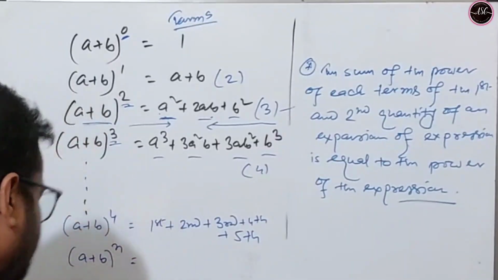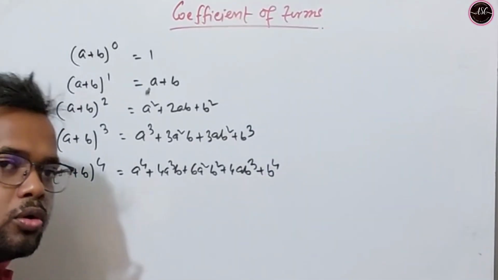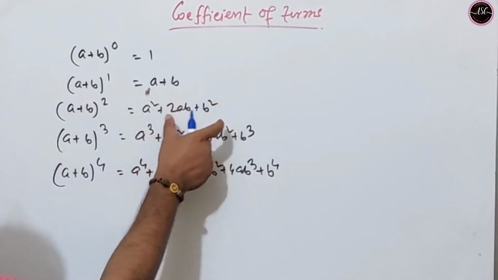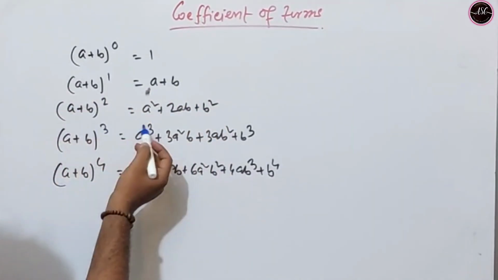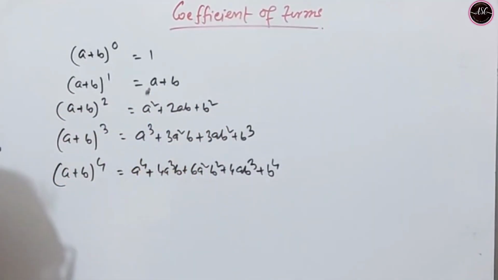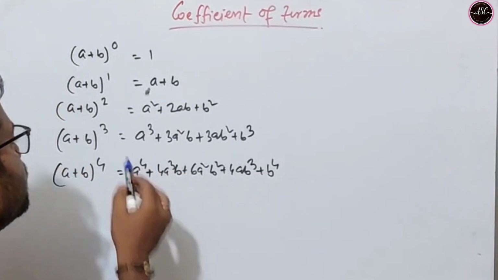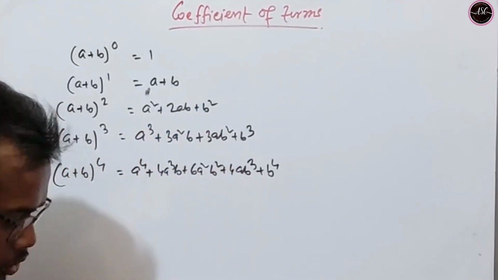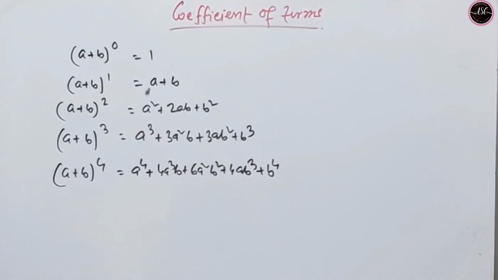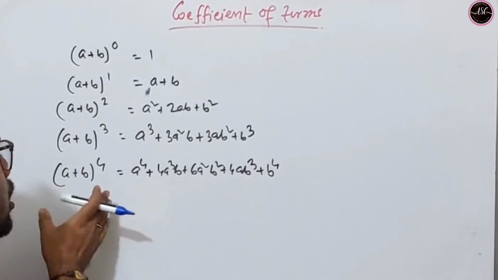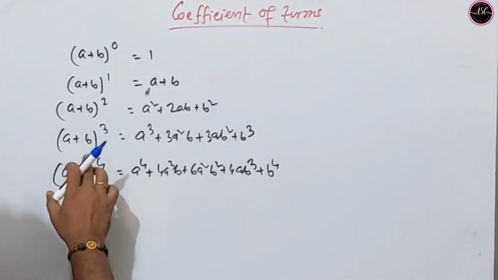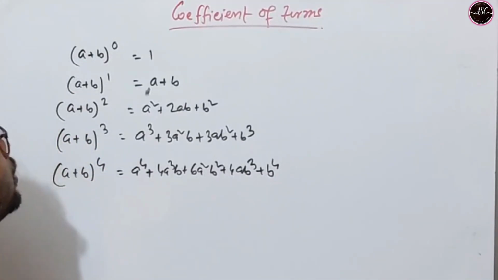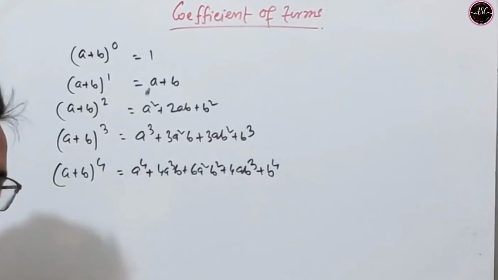Okay, clear? Now we will learn about the coefficients of the terms. That means if we expand this type of expression, a plus b whole square equals a square plus 2ab plus b square. So the coefficient of a square equals 1, coefficient of ab equals 2, b square equals 1. So if we don't know this square formula or cube formula or the power 4 formula, how can we find that? A very simple method.